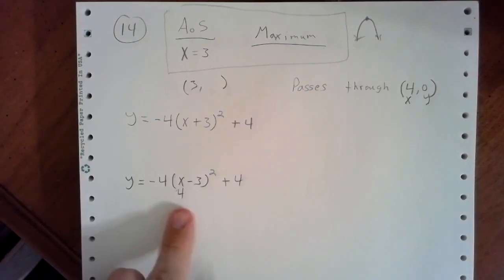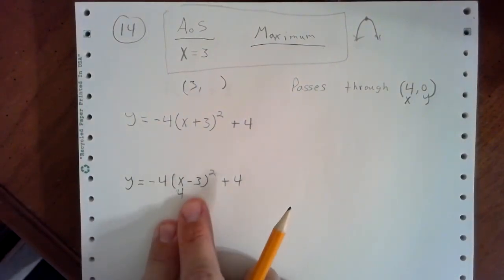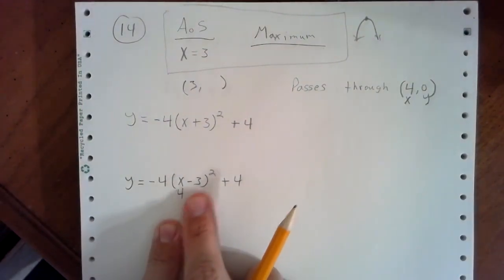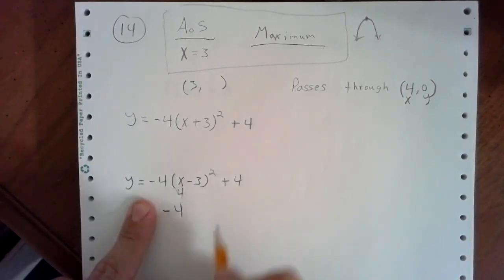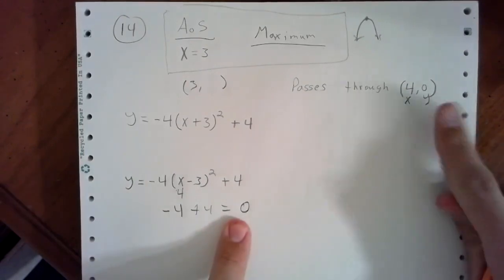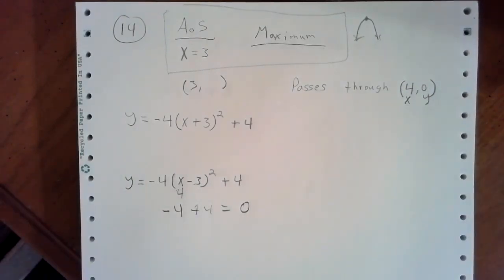Okay. 4 minus 3 is equal to 1, and 1 to the second power is still 1, and 1 times negative 4 is equal to negative 4, and negative 4 plus 4 equals 0. That's what we wanted. You could, obviously, use a calculator, make it a little easier if you wanted to.